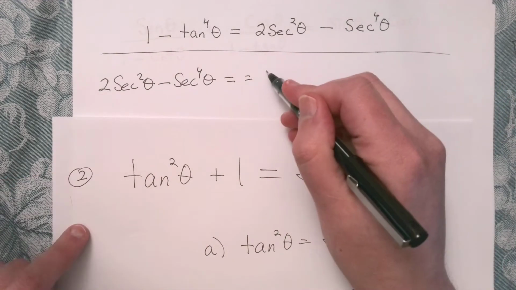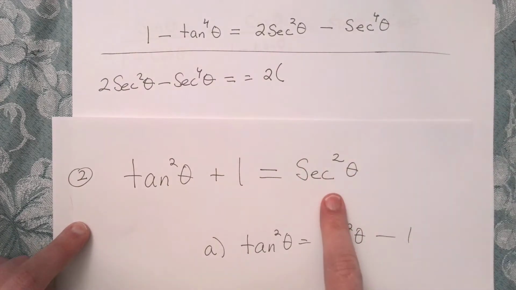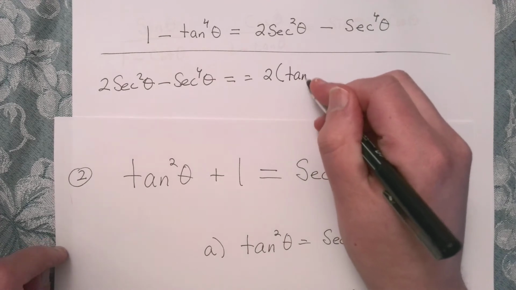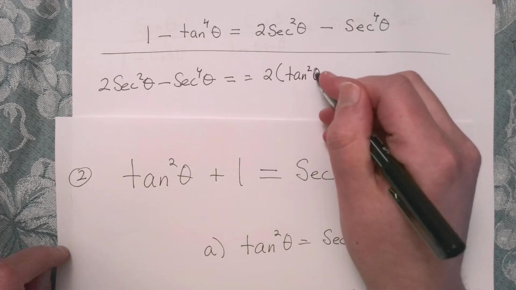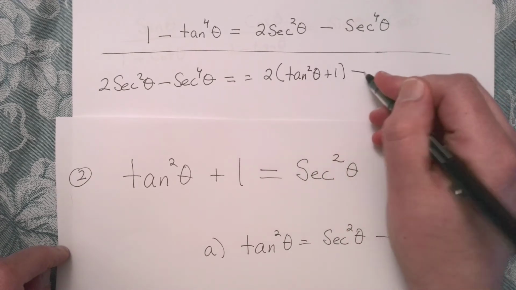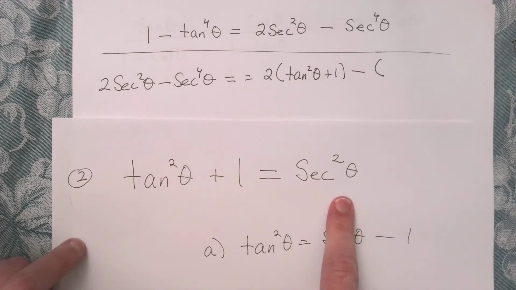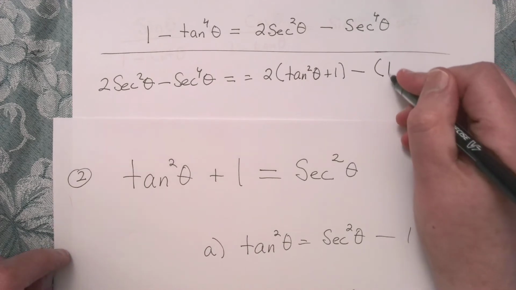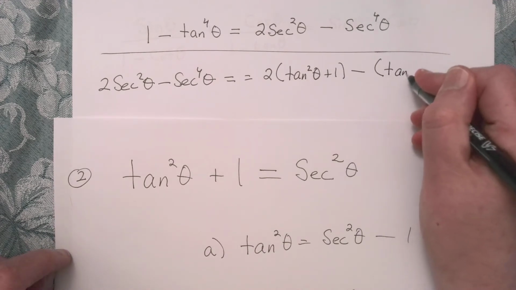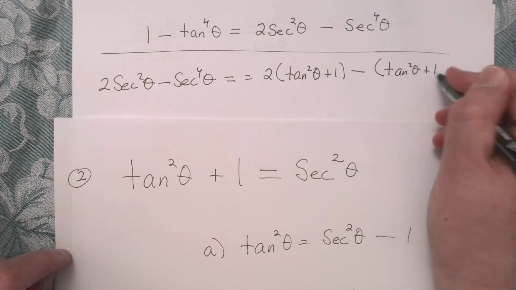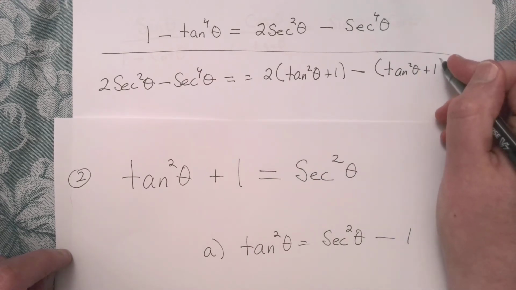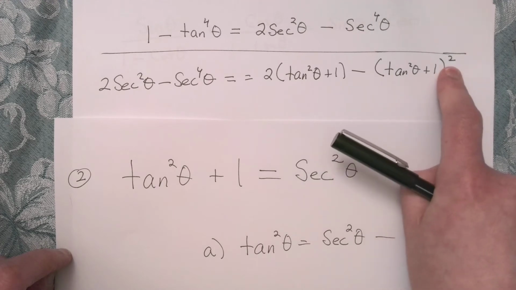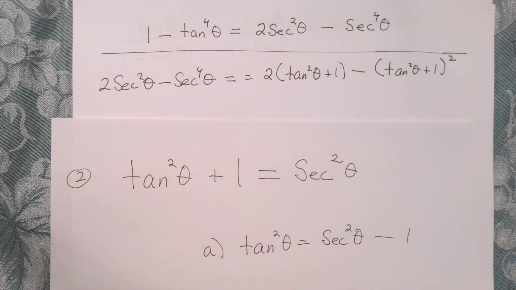So this will be 2 times. Now secant squared is exactly this. Minus secant to the 4th. Well, if I just square both sides, that's going to give me secant to the 4th of theta, right? So tangent squared of theta plus 1 by itself would be secant squared. But I want to square that, because that'll be secant squared squared, or secant to the 4th of theta.